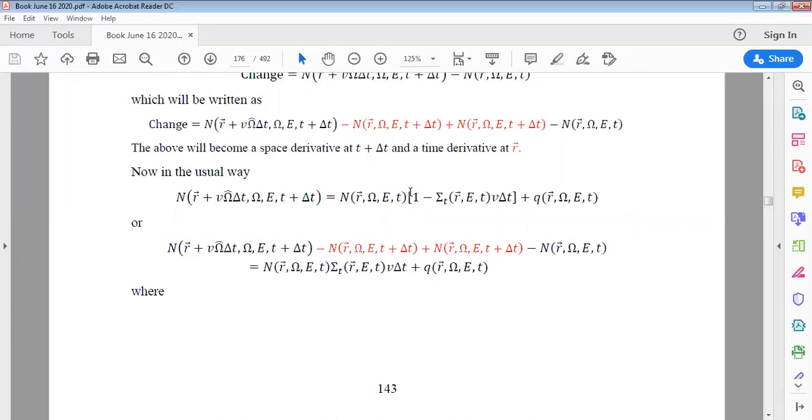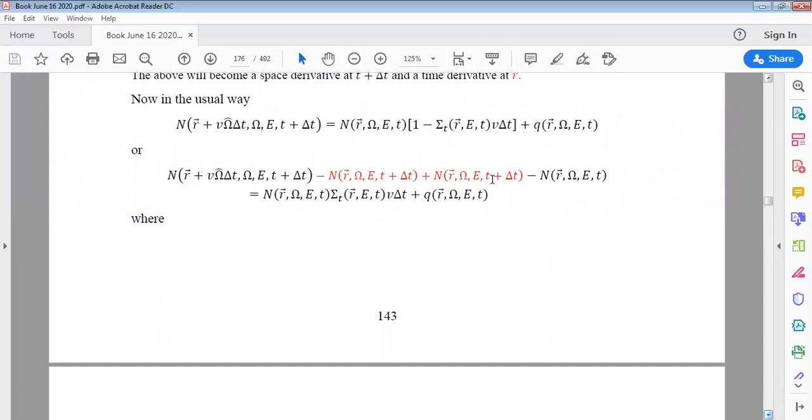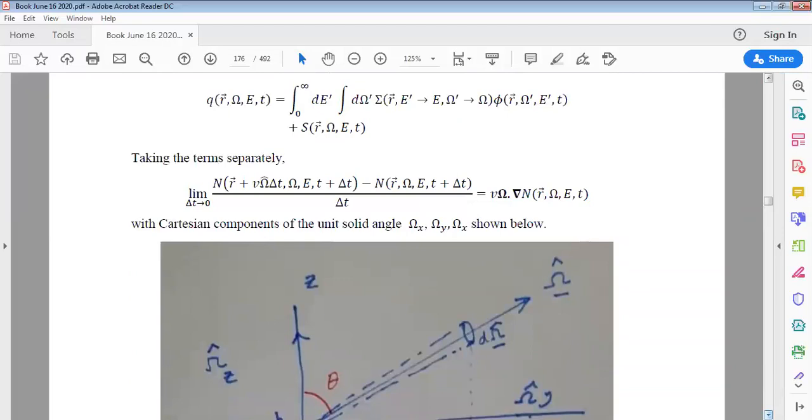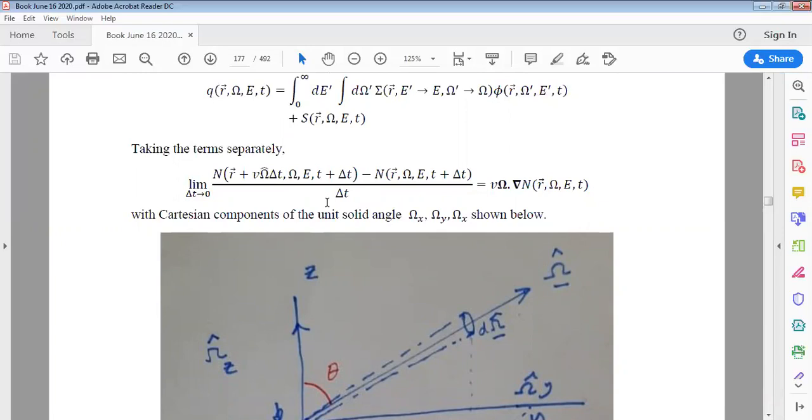So as I said, let me subtract and add these two terms. The red ones are the artifact that I've introduced in here. And now let me notice these two and these two. So let's try to do that. If you notice, then the subtraction of these two divided by delta t gives me v times omega dot grad n.